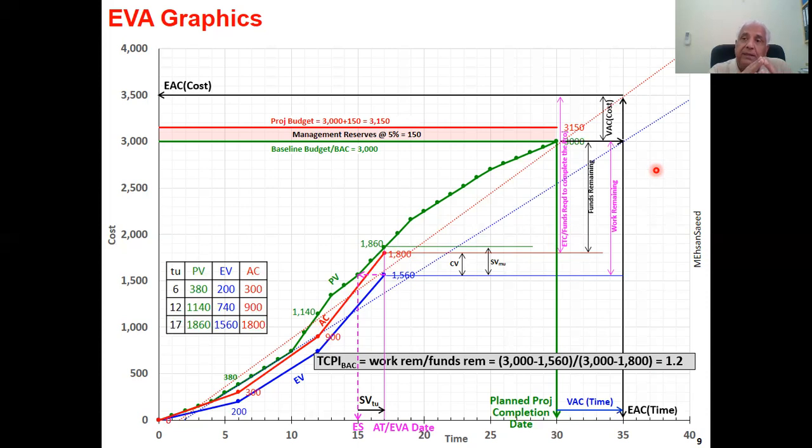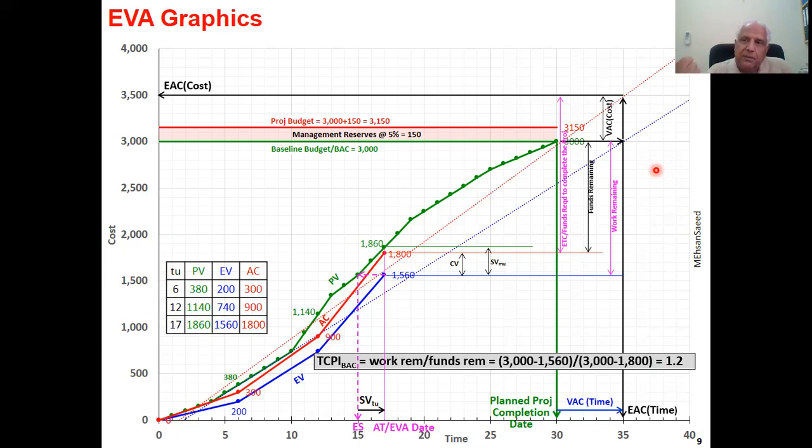What is the work remaining? 1,440. What are the funds remaining? 1,700. You have more funds than the work remaining. Therefore, you will be very conveniently completing the work within those funds.